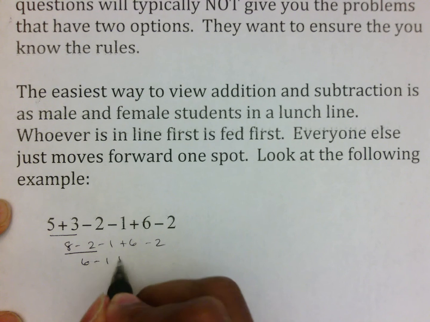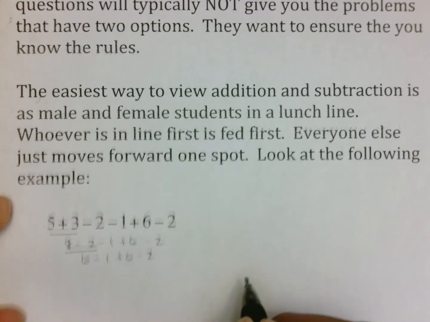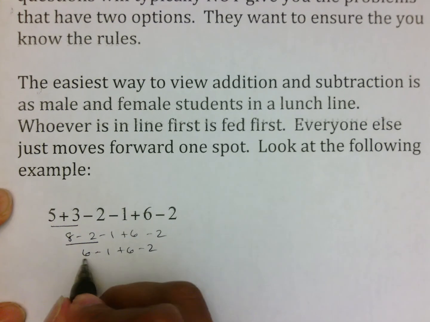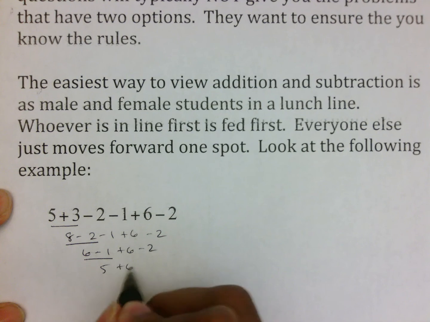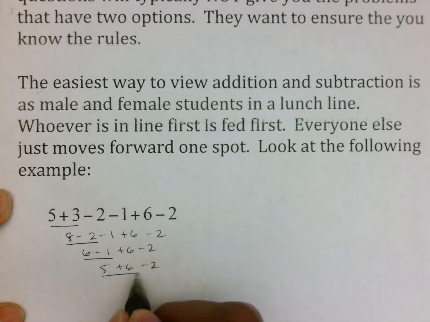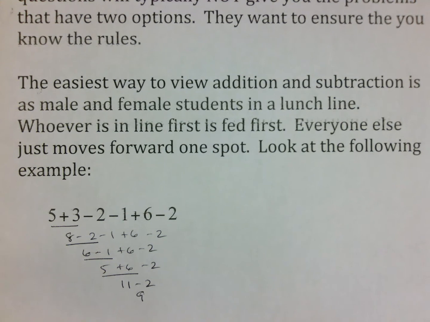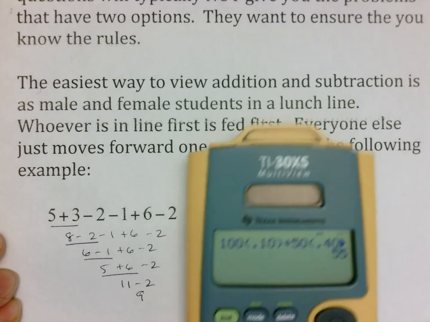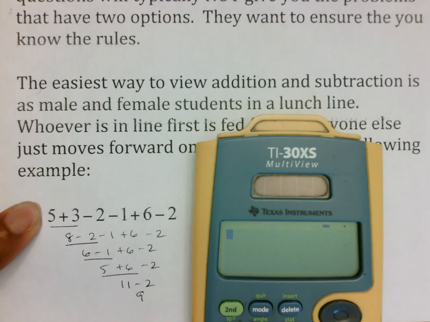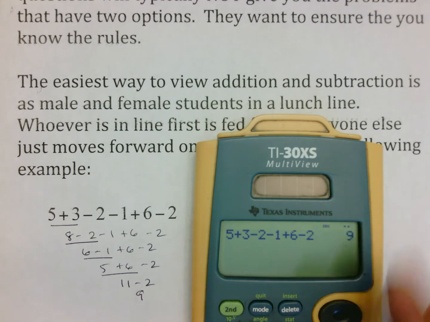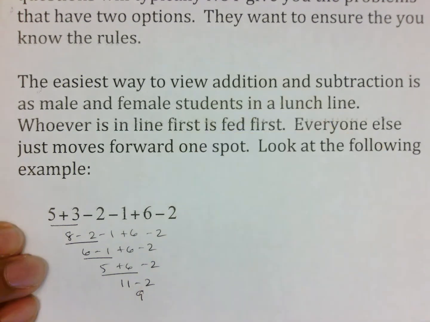6 minus 1 plus 6 minus 2. No teachers, feed the first student. 5 plus 6 minus 2. Feed the first student. 11 minus 2. You end up with 9. The way you can check your answer, which is why you shouldn't miss it, is to just type it into your calculator because your calculator follows the order of operations. And you see that the answer here matches your answer over there, which means that we got it right.